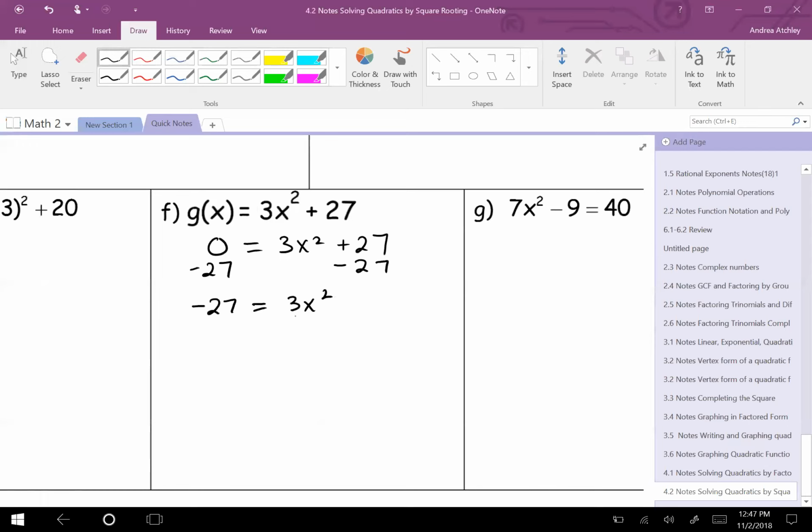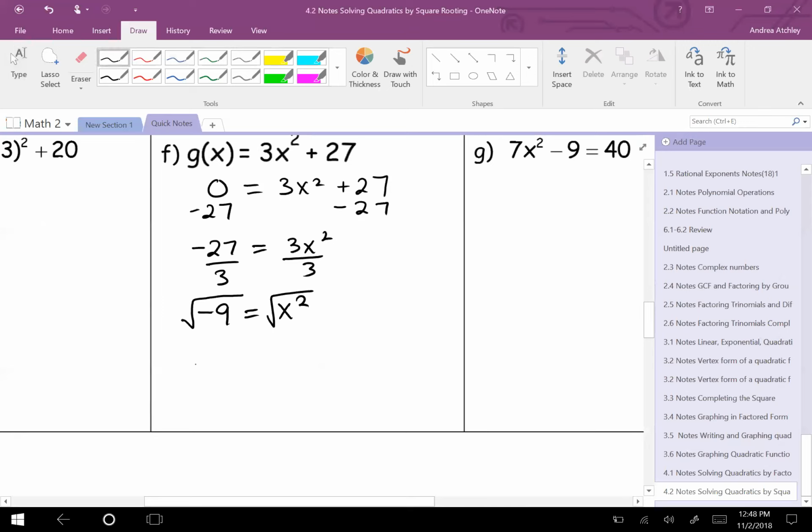Lonnie, what should I do next? Very good. Divide by that 3. That's going to give me negative 9 equals x squared. Then I square root both sides. Remember the square root of negative. Not 9i. The square root of 9 it would be. You know it. You just got stuck.